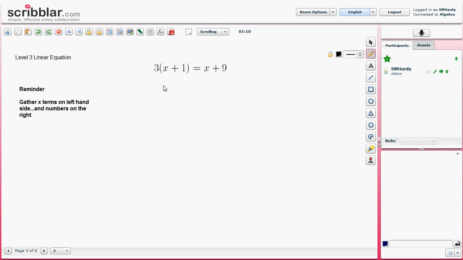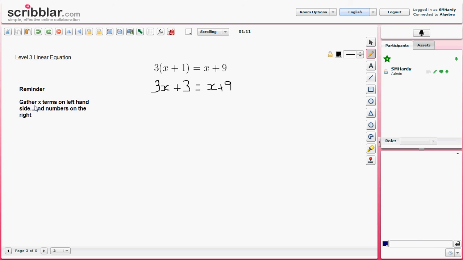Now you probably will remember how to expand brackets. And when I say expand, what we need to do is take the value outside and multiply it by everything that's inside. So in this case, we're going to take the 3 and multiply it by a value of x and a value of plus 1. So we'll have 3 times x, which is just written 3x, plus 3 times plus 1, which is 3. And that's going to equal x plus 9.